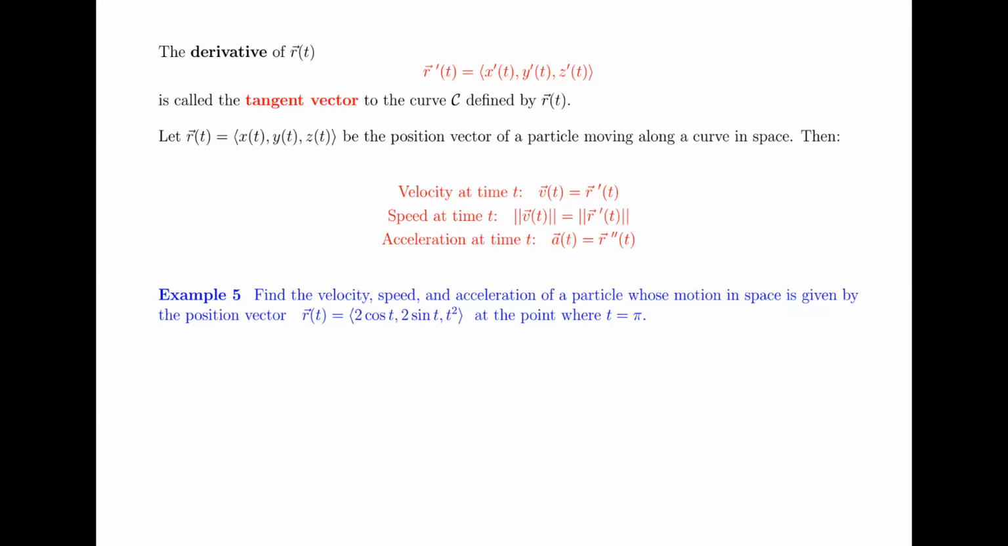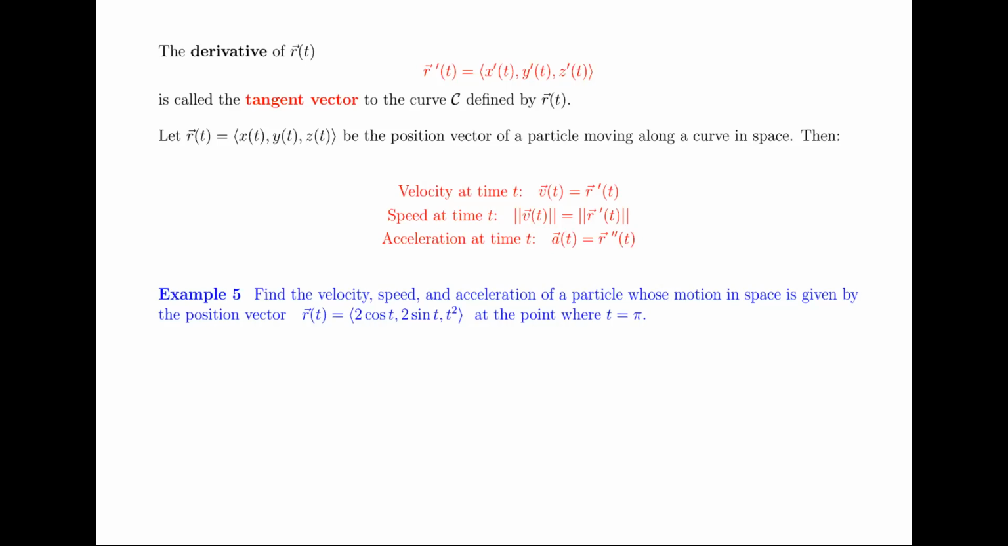In this video, we're going to continue with our lecture on vector-valued functions. So we're going to talk about the derivative of some vector function r of t here. And that derivative is just the derivative of each of the real valued functions in each coordinate. So r prime of t is just the vector function x prime of t, comma, y prime of t, comma, z prime of t. Moreover, this derivative vector is called the tangent vector to the curve C defined by r of t.